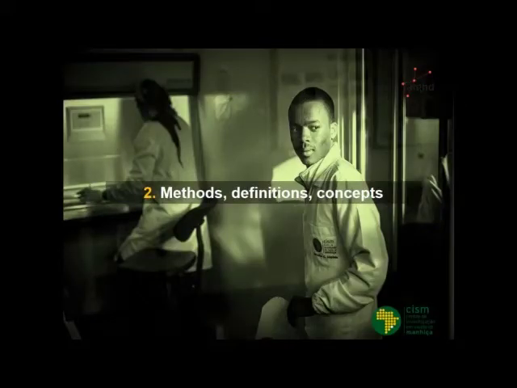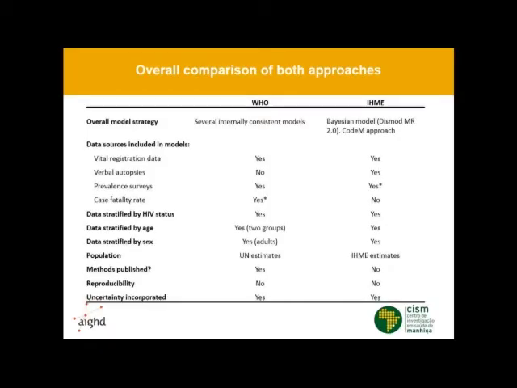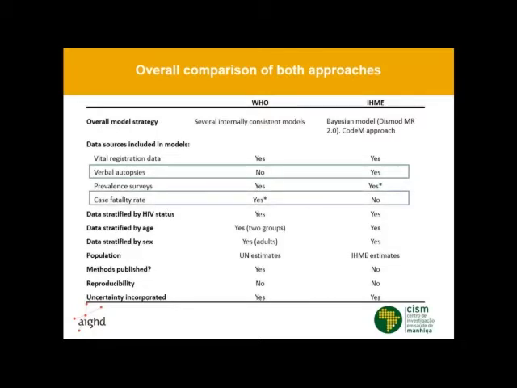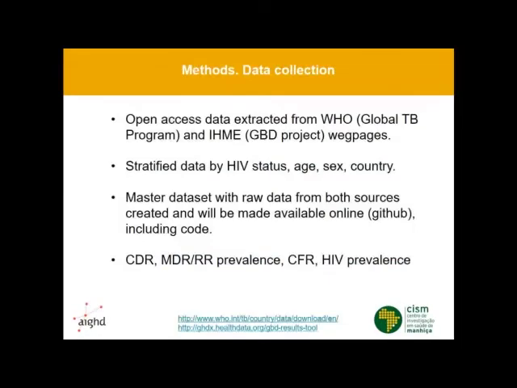So a little bit on the methods, definitions, and concepts. I'm going to highlight the main differences. Of course, the WHO and IHME use different mathematical models to come up with those figures. Interestingly, the IHME uses data derived from verbal autopsies from some countries. The WHO doesn't do that. The WHO uses case fatality rates for some countries where there is no vital registration data, and that's not used by the Institute of Health Metrics. The WHO publishes their methods with a great level of detail as an appendix in the last couple of years of the Global Tuberculosis Report. The information we have publicly available on the methods to come up with tuberculosis mortality estimates from IHME is more succinct.